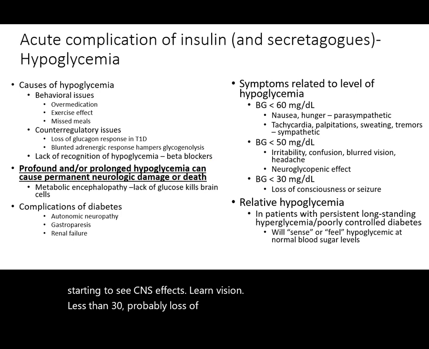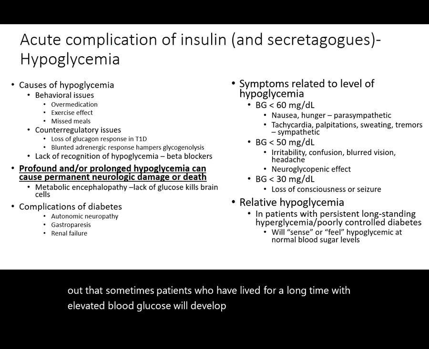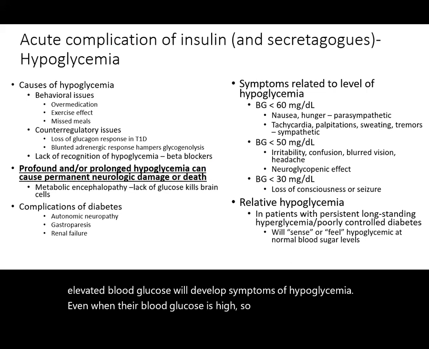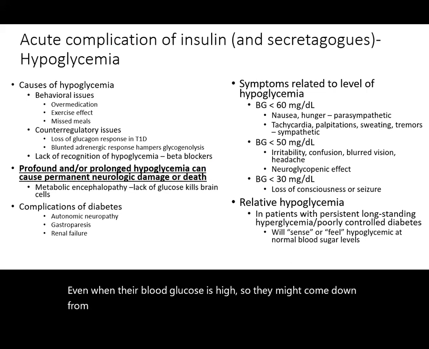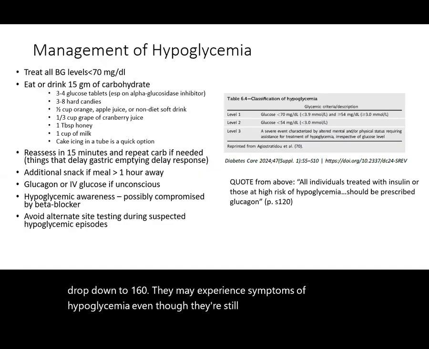I also want to point out that sometimes patients who have lived for a long time with elevated blood glucose will develop symptoms of hypoglycemia even when their blood glucose is high. So they might come down from, say, a blood glucose of 200, and drop down to 160. They may experience symptoms of hypoglycemia, even though they're not actually hypoglycemic.